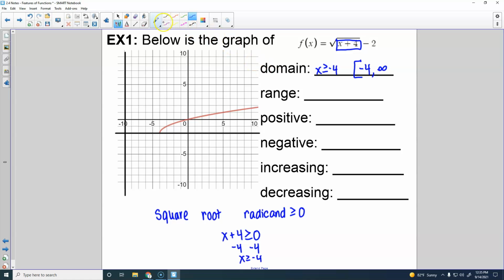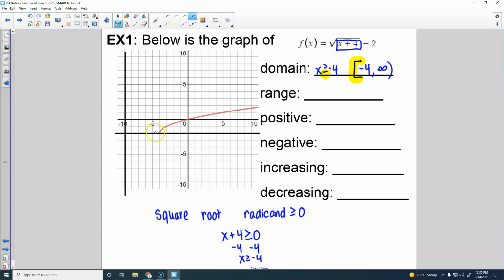So if you see that you've got an or equal to, that tells you to use the bracket. If it's just a less than or a greater than, you'll use the parentheses. Square roots always use that bracket right there. Always use a parentheses with infinity, because you can't ever actually get to infinity. It's an idea, not really a real number. So always use a parentheses with your infinity.